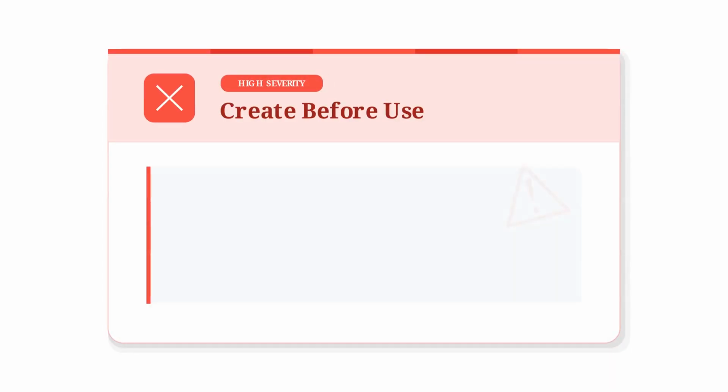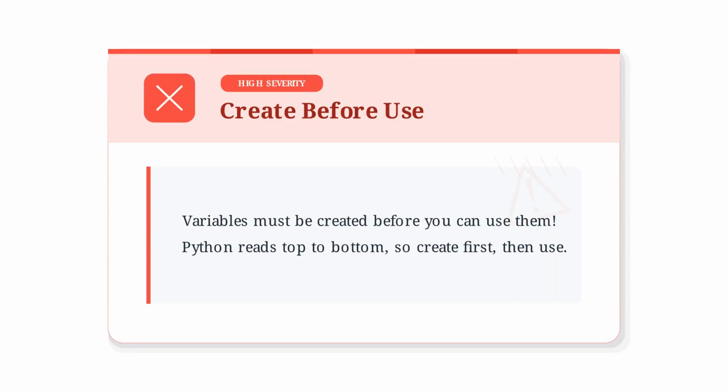Here's a super important rule that trips up many beginners. You must create your variables before using them. Python reads from top to bottom, so if you try to print a variable that doesn't exist yet, Python gets confused and shows an error.